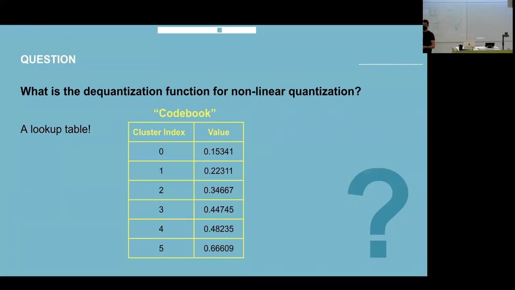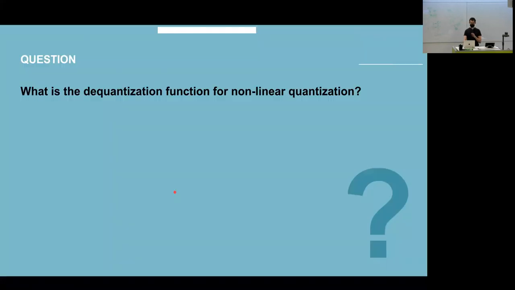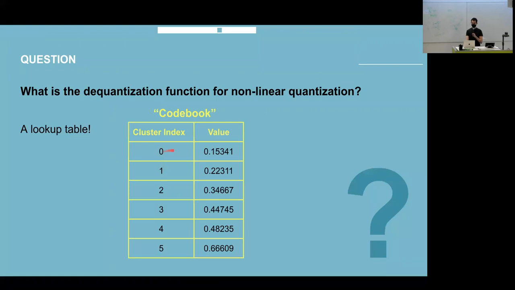It's basically a lookup table. Each number is represented by an index, like we saw here: 3, 0, 1, and so on. Before I do the computation, I just look up that index in something that's usually called a codebook. If you read any paper, it will be called a quantization codebook. It will have a specific value corresponding to the centroid of that cluster that's representing my number.